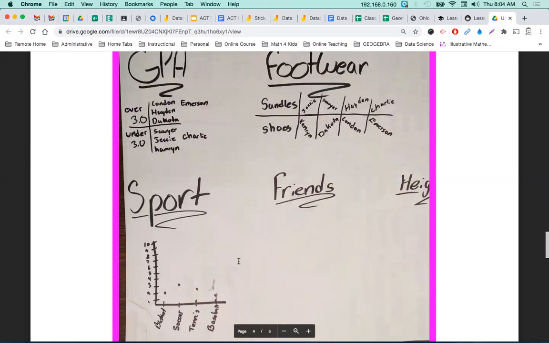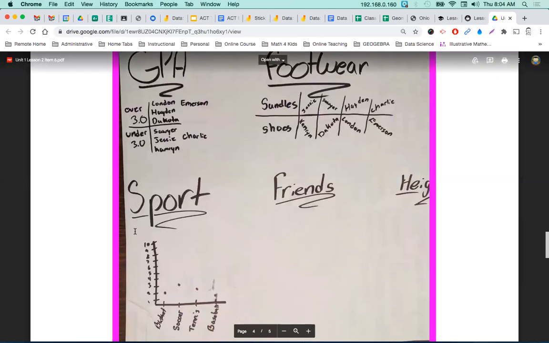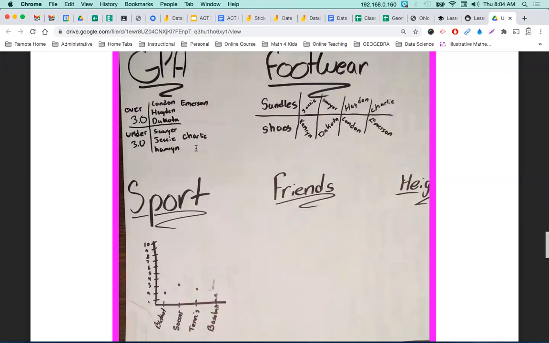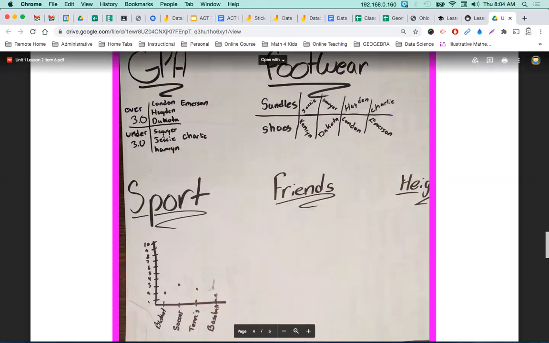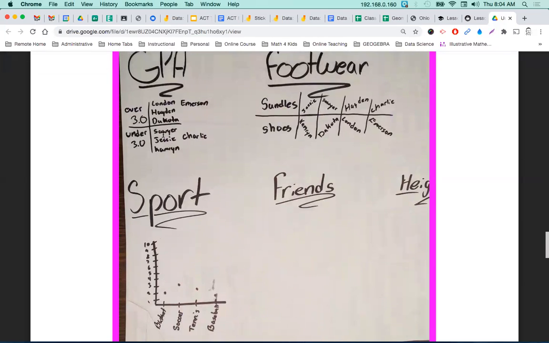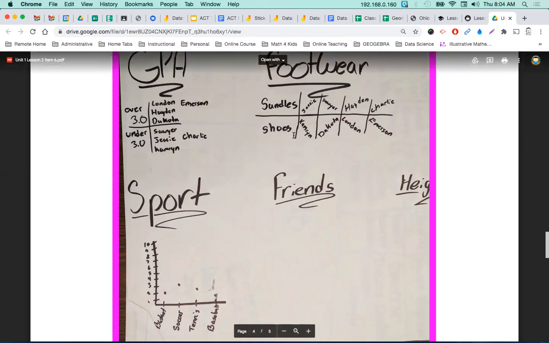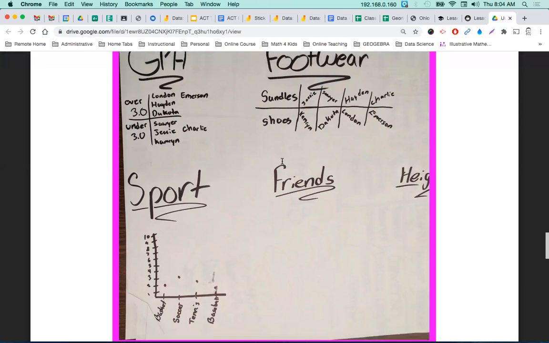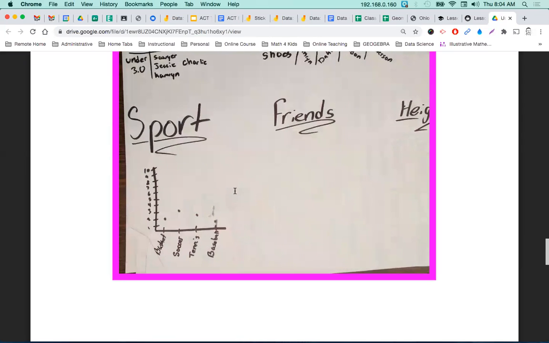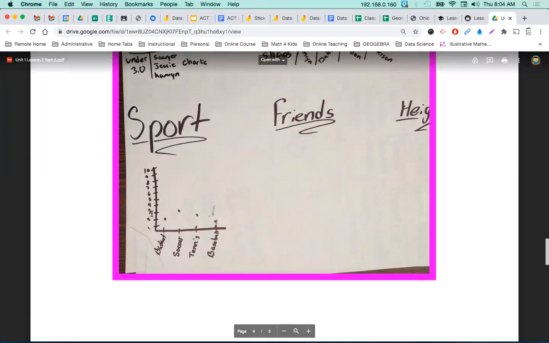Okay, here's a group where they classified people by over 3.0 GPA and under 3.0 GPA. And that's kind of what we were talking about before, like smart or not smart. Maybe that's where their line was, 3.0. So they wanted to figure out those two groups. They got the two groups, sandals and shoes. All right, and looks like they didn't finish the friends and the height, but they got their sports.